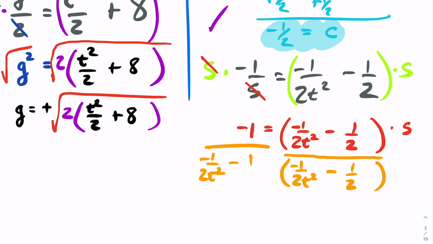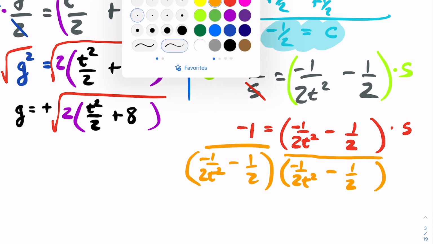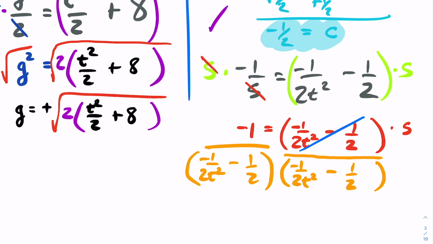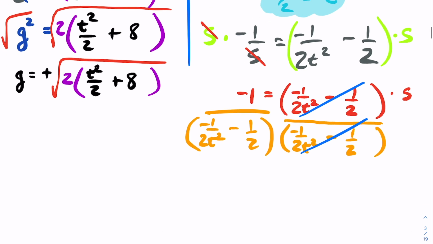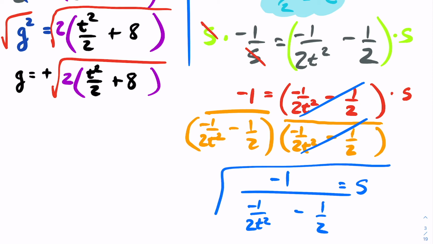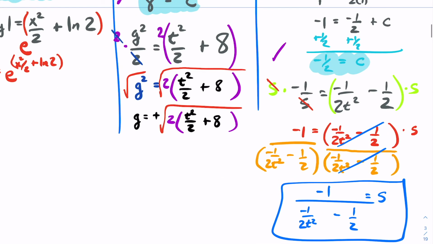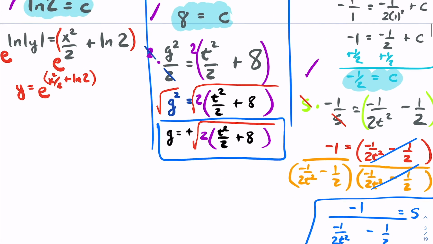Now I'm showing the steps here, and I'll show you guys shortcuts on where you can cut corners later. Technically, you don't have to show this step, but I want to show you where the logic is. So s comes out to negative 1 all over negative 1 over 2t squared minus 1/2. Not the cleanest answer, but you got the job done 3 different times.